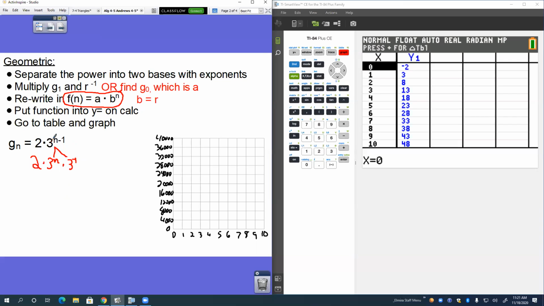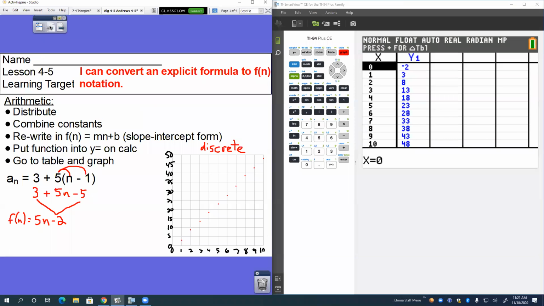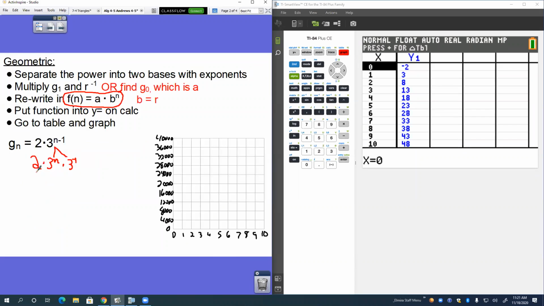So we split 3 to the n minus 1 power into 3 to the n and 3 to the -1. Now, before, with the arithmetic ones, we added together our like terms of 3 and -5. What we're going to do here is a little bit different because we're multiplying all three of these things together. We're still going to combine our like terms, but when we combine our like terms, we are going to multiply our like terms together.